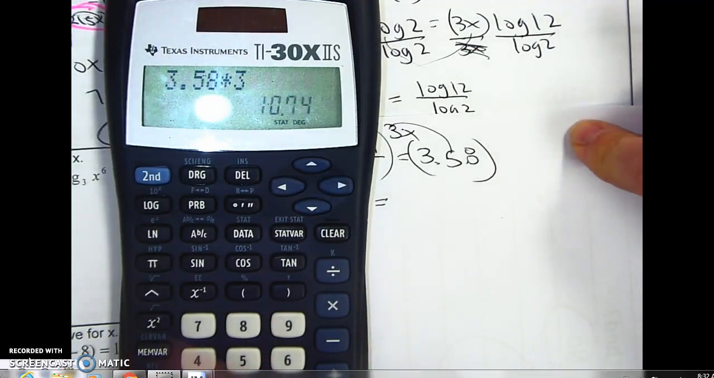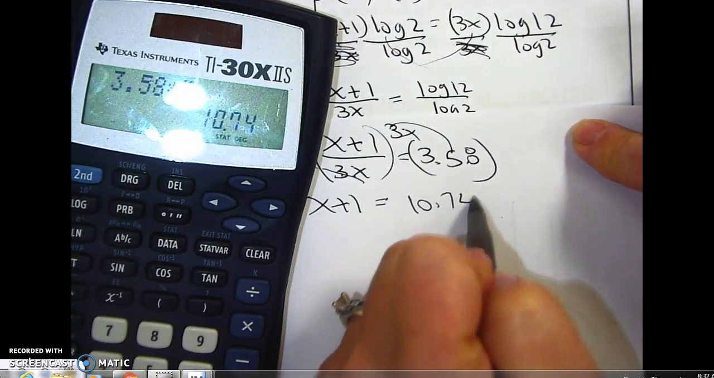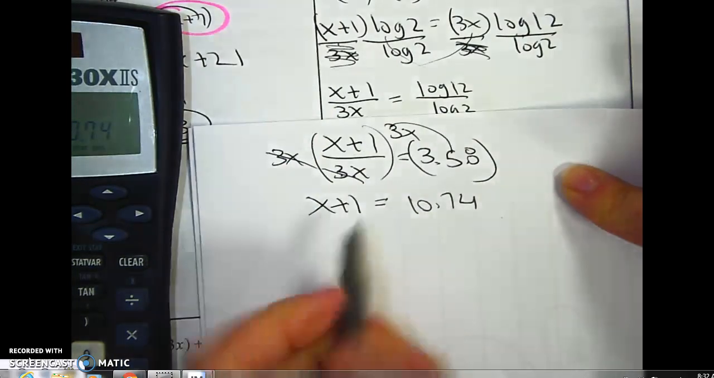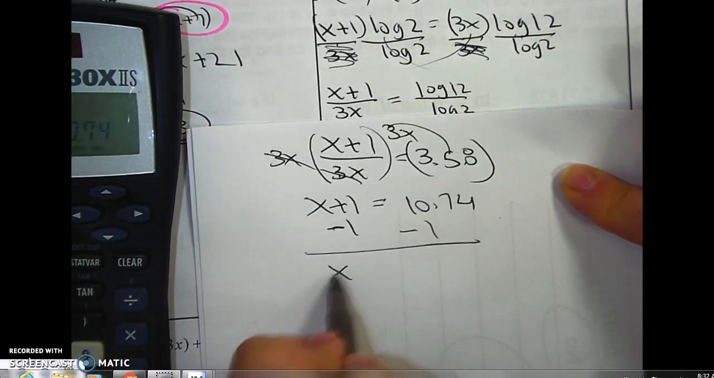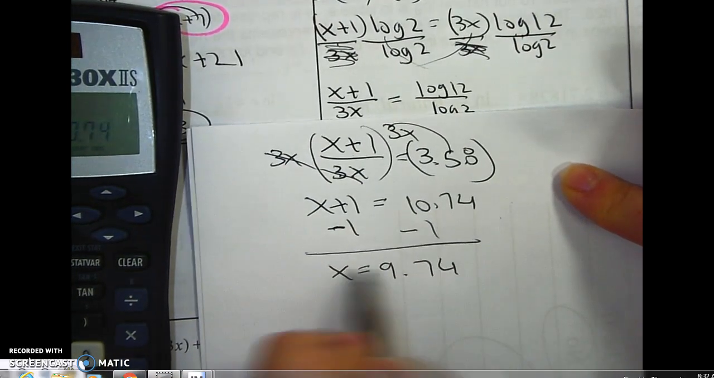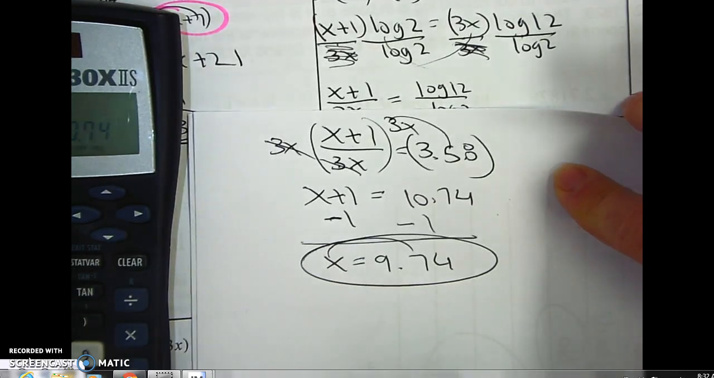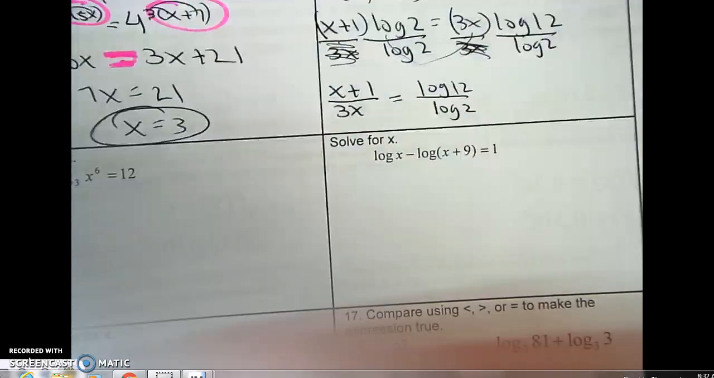3.58 times 3, I think I might have done an exponent. And I get 1074. Now I'm almost done. I just need to subtract 1. So x equals 974. Okay, let's go to the next one.